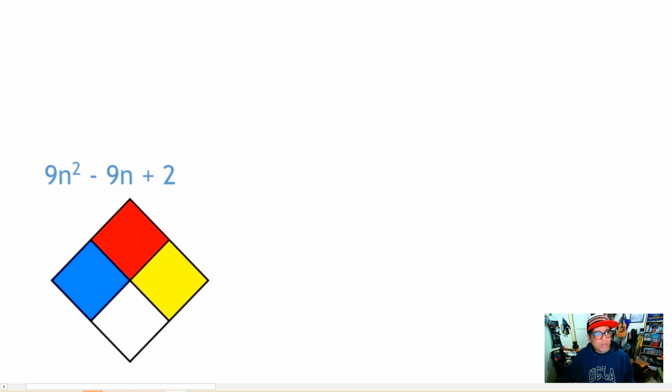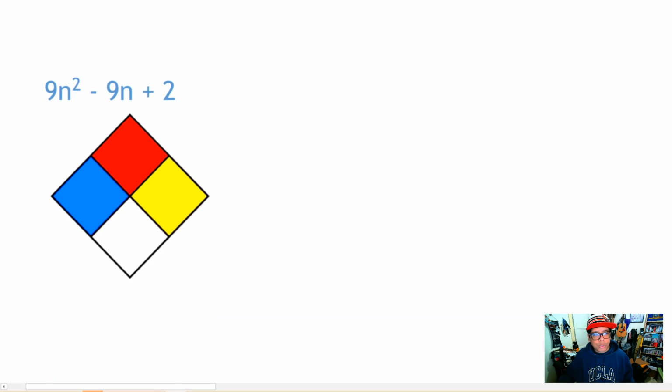We've got one more to try, and that is this one. 9n squared minus 9n plus 2. So nothing but factoring. 9 and 2 multiply to give us 18 in the red square. Negative 9 goes in the white square. I notice the red square is positive, so I need to add my factors.